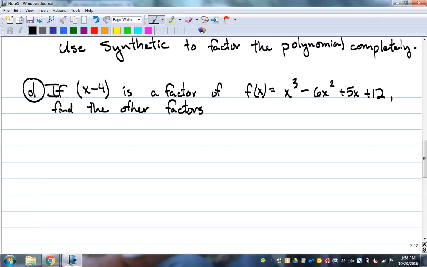It's just like 2 is a factor of 12 because 2 goes into 12 evenly with a remainder of 0. 2 goes into 12 6 times, remainder of 0. With polynomials, if x minus 4 is a factor of it, it divides into it evenly with nothing left over. So that's what we're taking advantage of here. What does it mean to be a factor?